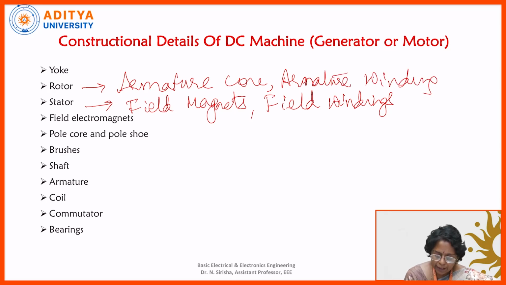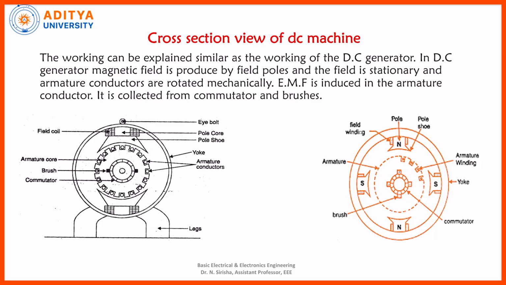In these DC machines, the terminology we use is armature and field. The armature is the rotating part and the field is the stationary part. These are the important parts of a DC machine, right? So this is the cross-sectional view of a DC machine. Here the outermost structure forms the yoke of the machine. You can see the outermost circle forms the yoke. This yoke covers the total machine and acts as protection for the whole machine. Next to the yoke we have the field.